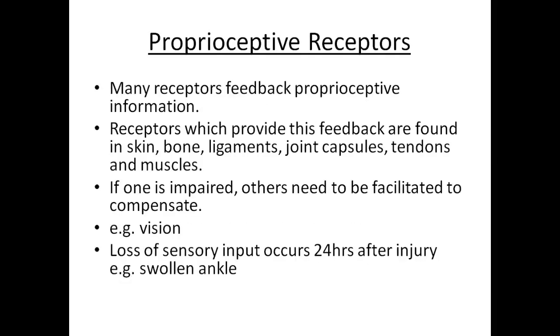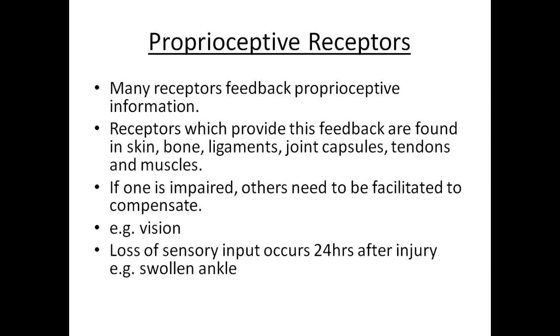So, proprioceptive receptors. Many receptors feed back proprioceptive information. Receptors which provide this feedback are found in the skin, the bone, the ligaments, the joint capsule, the tendons and the muscles. So if one is impaired, others need to be facilitated to compensate, such as vision, or loss of sensory input after 24 hours of an injury.